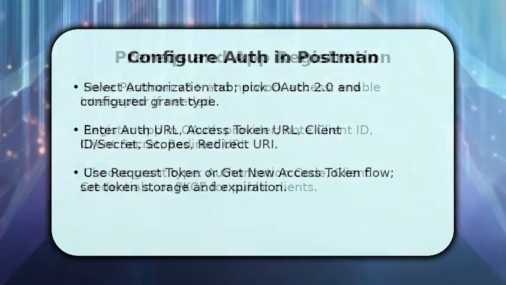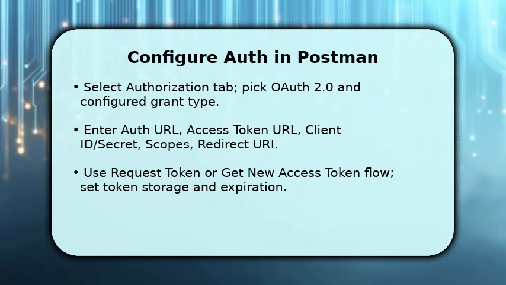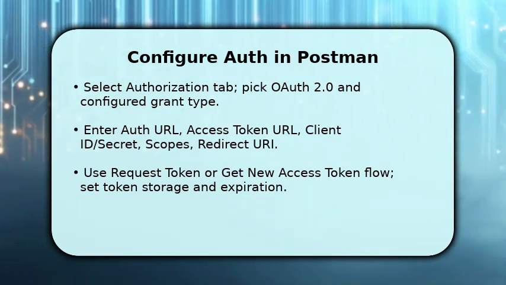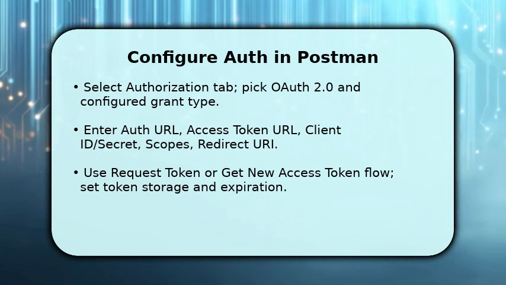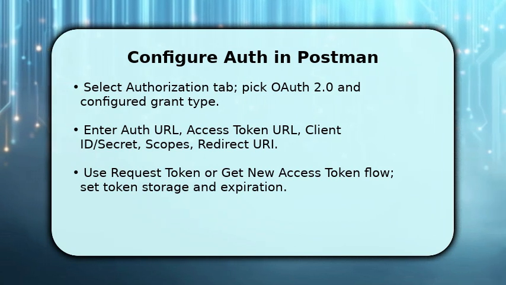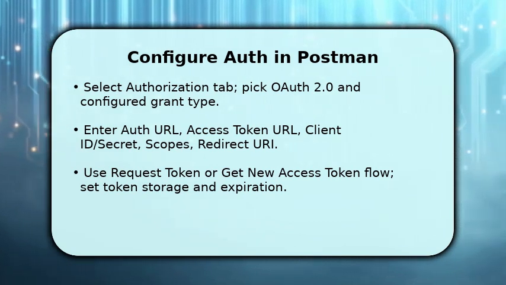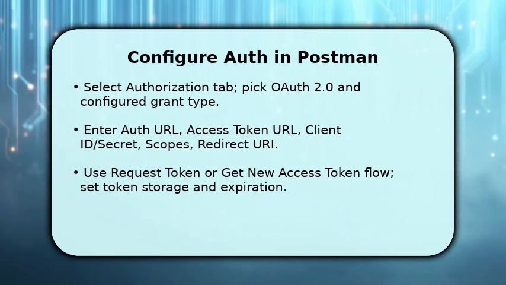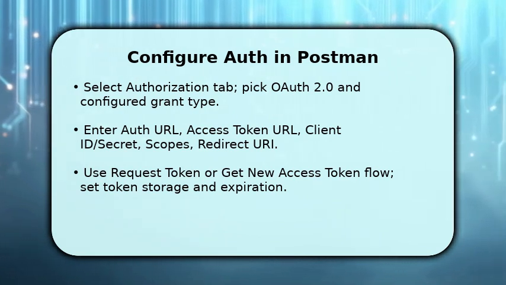Now configure OAuth 2.0 in Postman's Authorization tab. Choose OAuth 2.0 and the grant matching your app. Fill auth URL and access token URL from the provider, then paste client ID and client secret. Add required scopes and confirm the redirect URI matches your registered value.